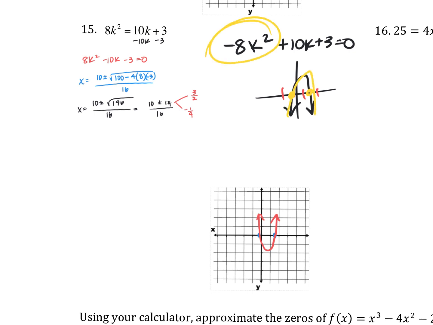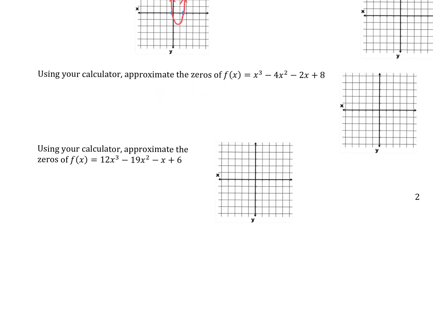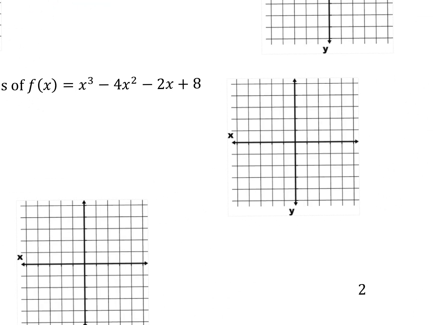Sound good? Let's just do one of these. Which one are we doing? Do you want to go top one or bottom one? He voted for which one? So we're doing the top. Use your calculator. Let's go do it. Let's go to our calculator, you guys. Let's type in x cubed minus 4x squared, minus 2x plus 8.